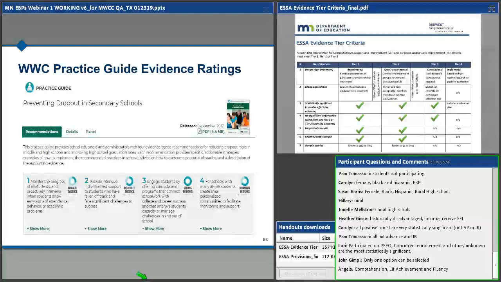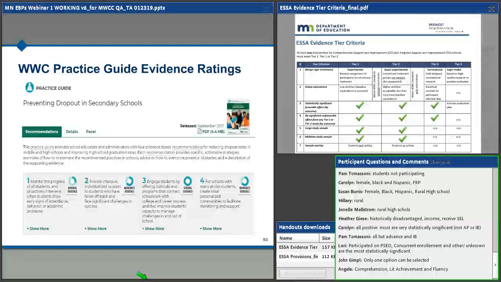We see the first practice is monitor the progress of all students and proactively intervene. The second practice is provide intensive individual support to students who have fallen off track, etc. The third practice is around engaging students by offering curricula and programs that connect schoolwork with college and career success, etc. And then finally, you see a practice for at-risk students. So you see some very detailed description of practices.